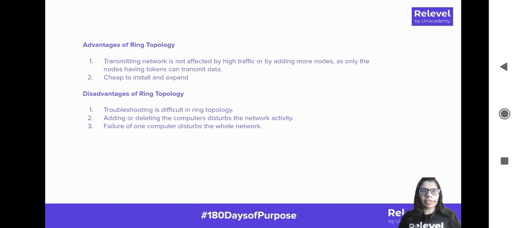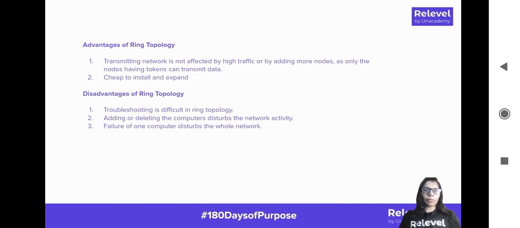Now let's see the disadvantages of this topology. Troubleshooting is difficult in ring topology. Adding or deleting a computer disturbs the network activity, and failure of one computer disturbs the whole network. One more disadvantage is that it is not that secure. So here also there is less security in this particular topology.